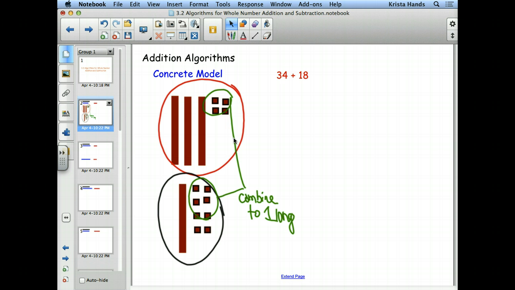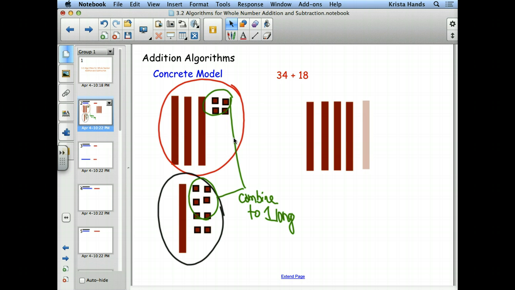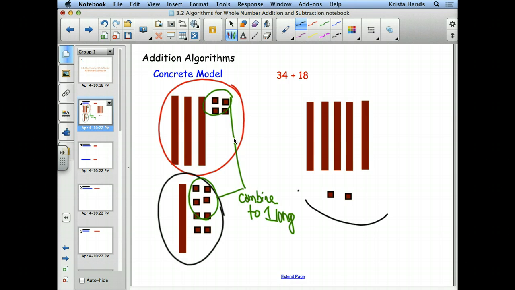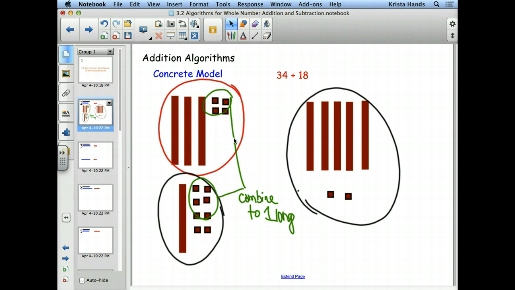As I'm combining these two sets together, how many longs will I end up with? 5 of them. And how many units will I end up with? 2 of them. So with my concrete model, the tactile learners, the ones who like to touch things, can physically move them around and combine them so that they actually work. And you end up with what value? 52.